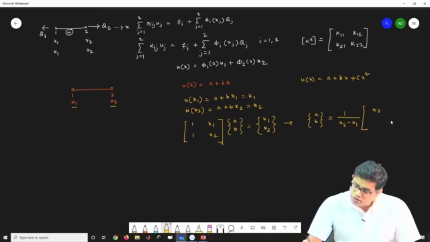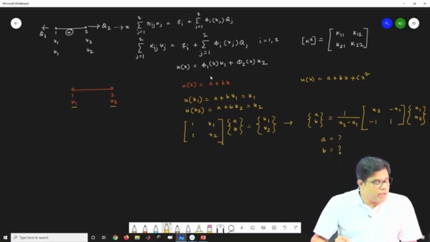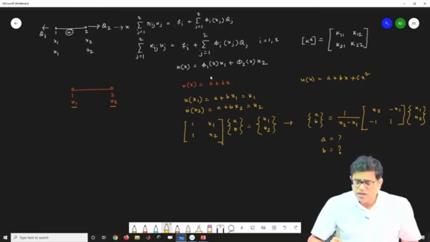So, x1 goes, this term goes up and this term goes down, and then this is minus x1 and minus 1. So this is my inverse. So this inverse equals u1 and u2. Now if I multiply, then I will get the constants a and b. So if I get these constants, then obviously I can find out these shape functions very easily.